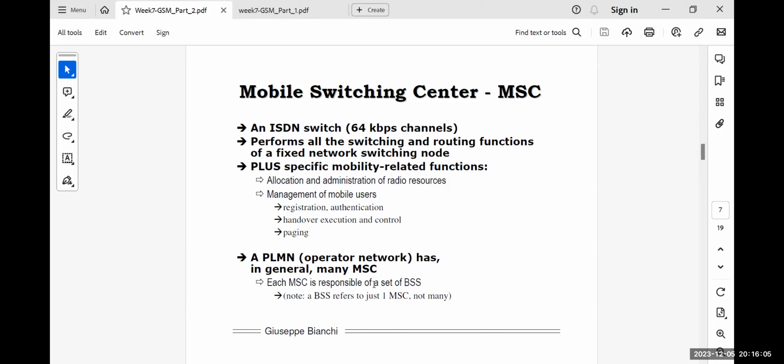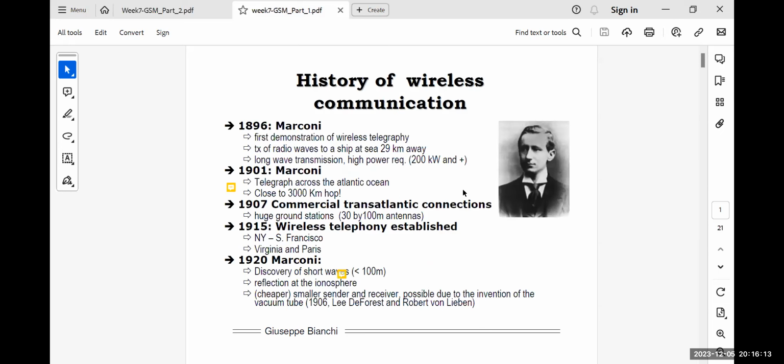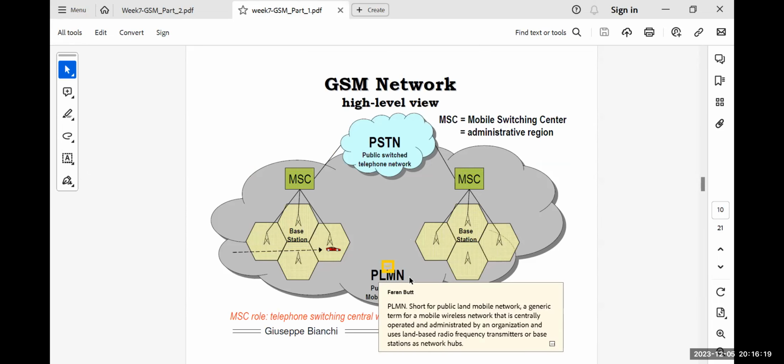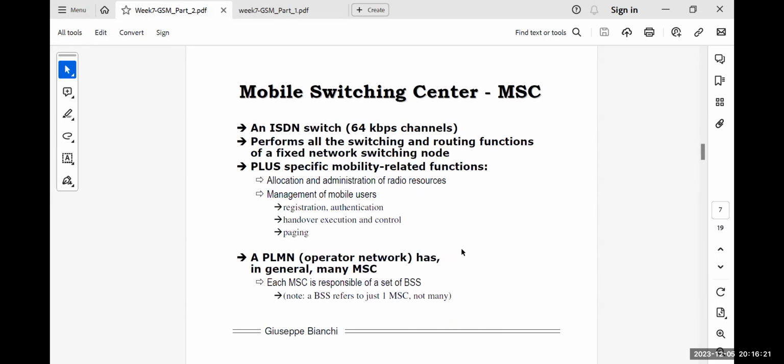So each MSC is responsible for a set of BSS. A BSS refers to just one MSC, not many. So keep this in your mind. So as we saw earlier, a number of MSCs are associated with some PLMN network, right? So this is what we have talked about right now.